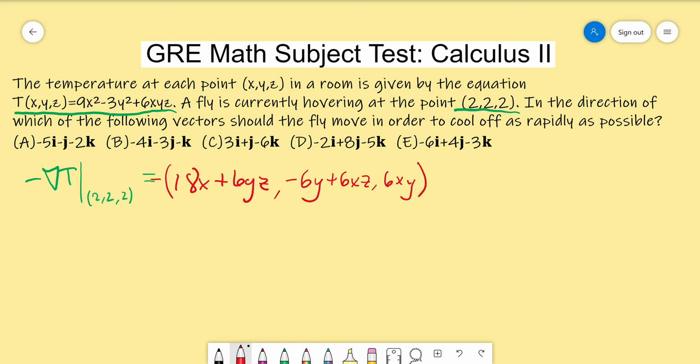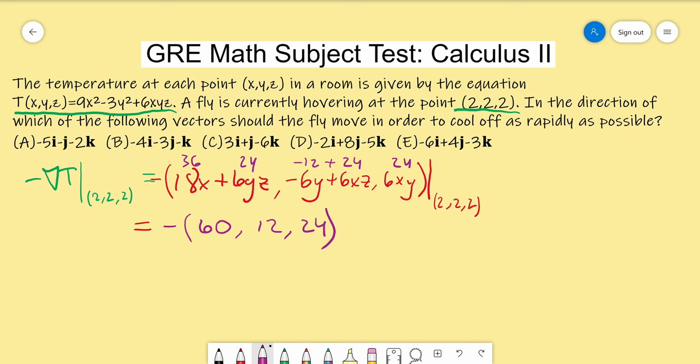Okay, we want to take the negative of this and then evaluate it also at (2, 2, 2). So what's that going to get us? Well, we're going to have a negative, and 18 times 2 is 36, and 6 times 2 times 2, that's 6 times 4, so that's 24, and 36 and 24 is 60. Negative 6 times 2 is negative 12, 6 times 2 times 2 is 24, so negative 12 plus 24 is going to be positive 12, and 6 times 2 times 2 is 24, so this is going to be 24.